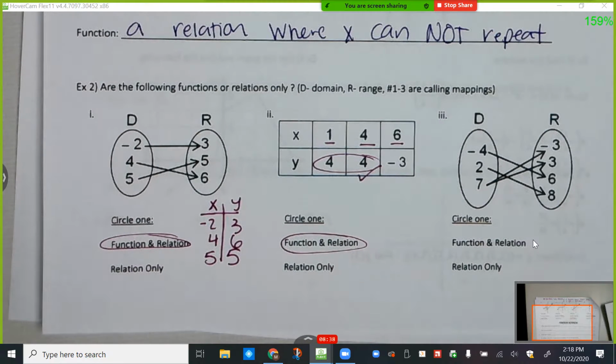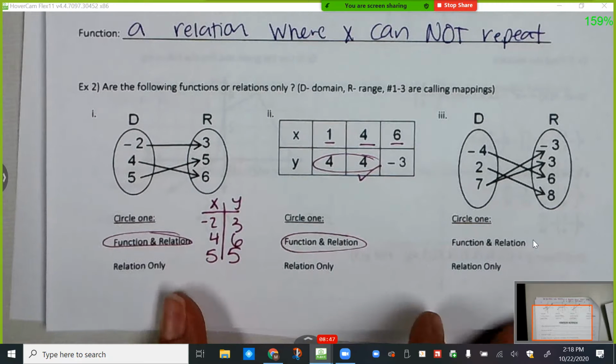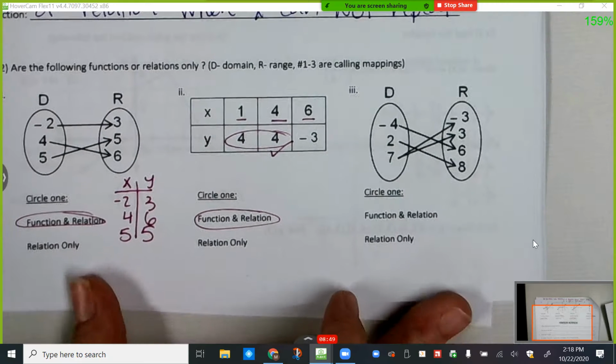So X can't cheat. I didn't come up with that analogy.